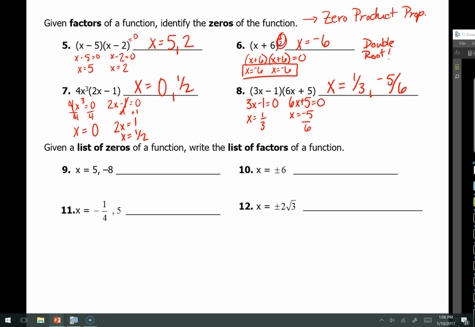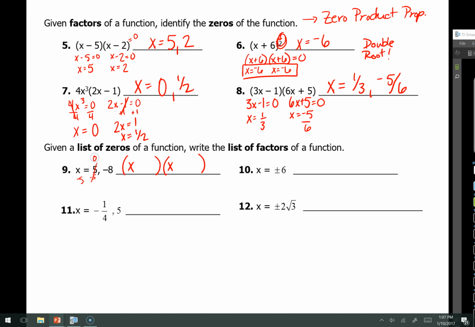All right, the last thing that we need to do with this piece is if we're given a list of zeros, can you write the list of factors? So we're working backwards from what we just did in 5 through 8. If we know that x is equal to 5 and negative 8, can we write 2 factors, 2 sets of parentheses? We know that the sign is going to change when we move it over to the same side as the x. So when we subtract 5 from both sides, for example, it's going to leave a 0 there.